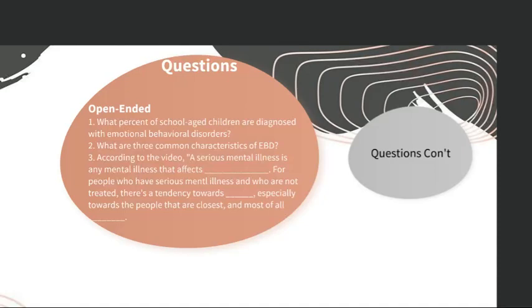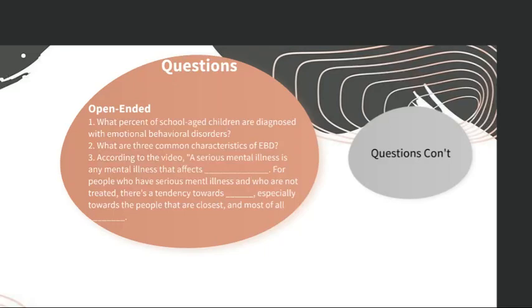Number 1 is what percent of school-aged children are diagnosed with emotional behavioral disorders? This should be 6 to 10%. Number 2, what are 3 common characteristics of EBD? This should be any of the characteristics that I described in the beginning.